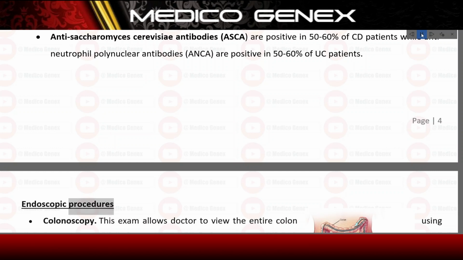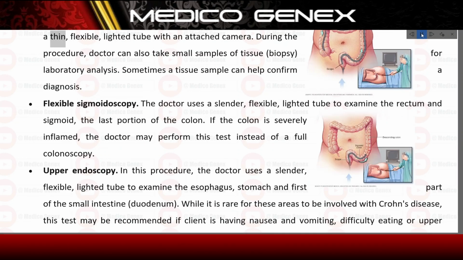Endoscopic procedures. Colonoscopy. This exam allows doctor to view the entire colon using a thin, flexible, lighted tube with an attached camera. During the procedure, doctor can also take small samples of tissue, biopsy, for laboratory analysis. Sometimes a tissue sample can help confirm a diagnosis. Flexible sigmoidoscopy. The doctor uses a slender, flexible, lighted tube to examine the rectum and sigmoid, the last portion of the colon. If the colon is severely inflamed, the doctor may perform this test instead of a full colonoscopy.